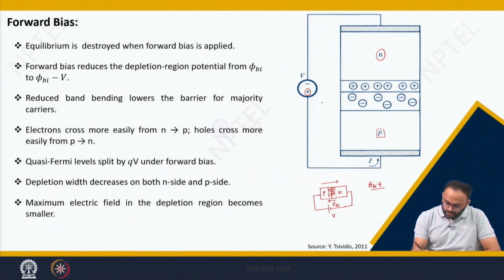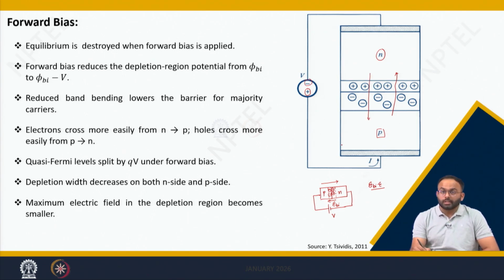So the P side will repel the holes to this side, and the N side, or the negative terminal of the battery, will repel the electrons to this side, and hence a huge amount of carriers flows across the junction, which gives rise to a current.